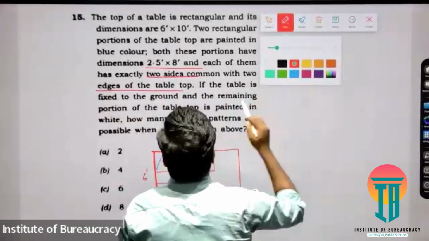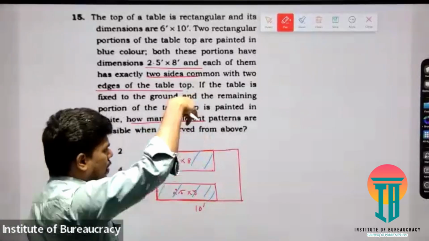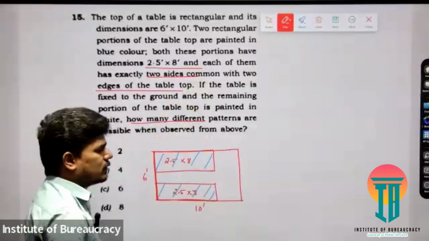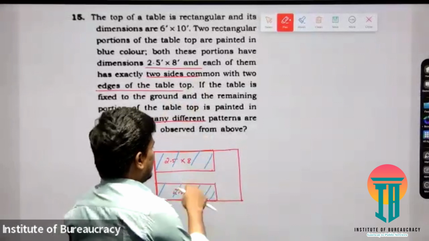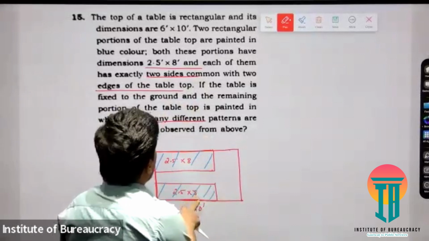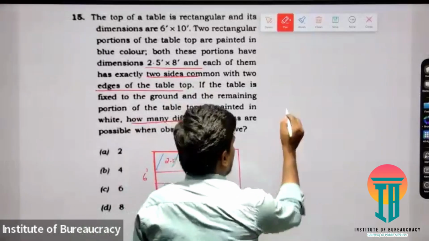The question is what they are asking. How many different patterns are possible when observed from above? How many? This is one pattern. Like this, how many patterns can you make using these three, two small rectangular and one bigger rectangle? So the other one, I draw it small here.